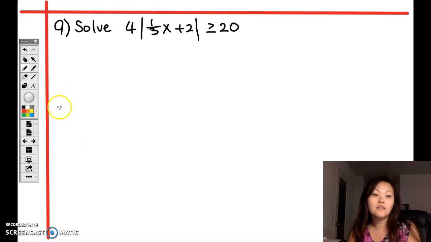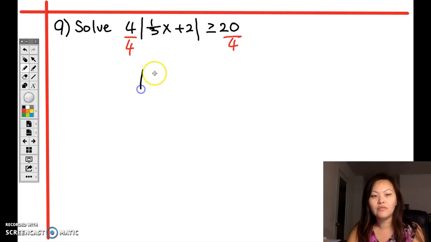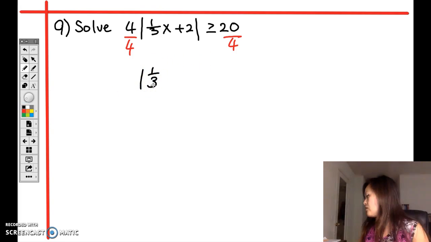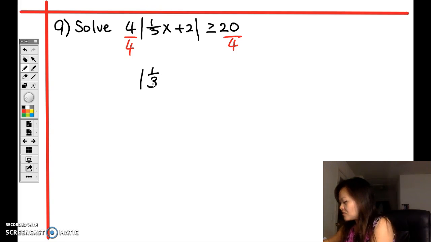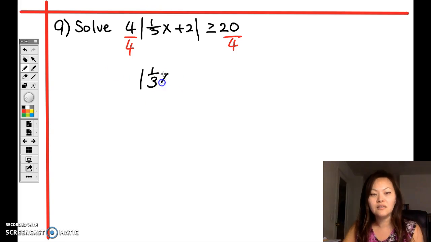Okay, so now let's take a look at number 9. We're going to solve this one right here. The first thing you have to do is divide both sides by 4. When you do that, you're going to be left with the absolute value of 1 over 3x plus 2, and that is equal to or greater than 5.